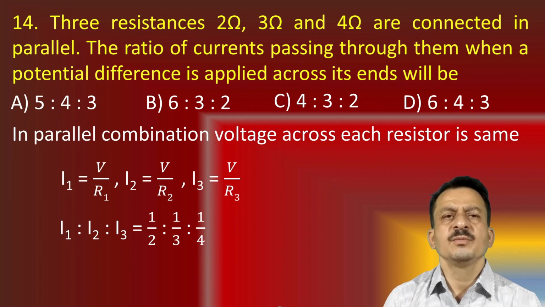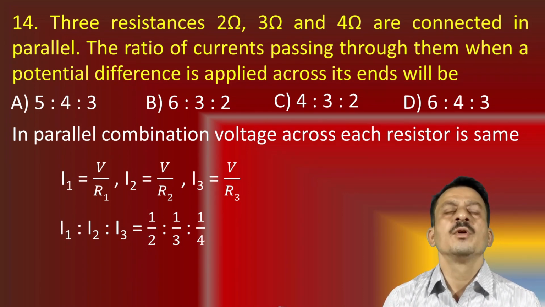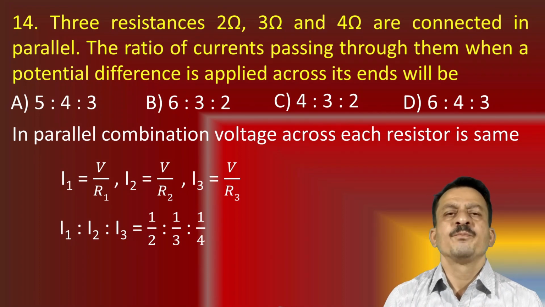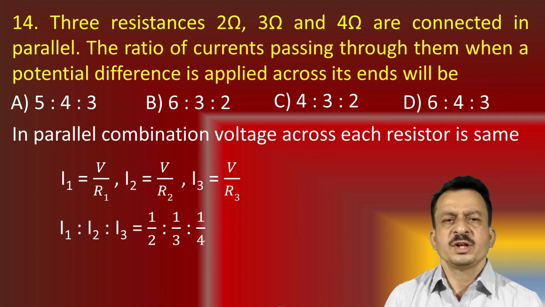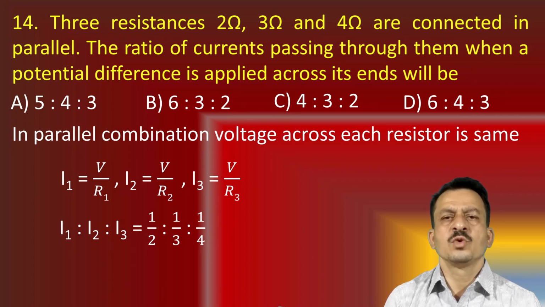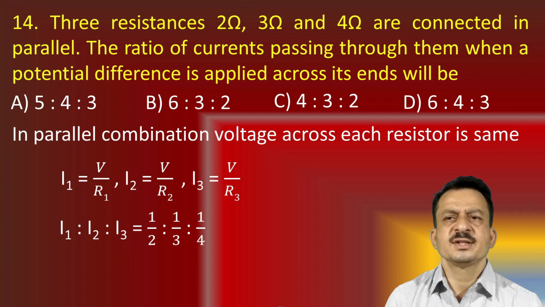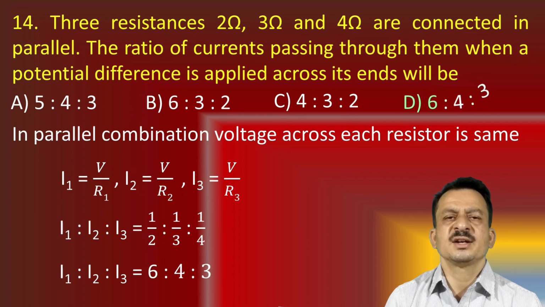But in the answers, there is no fraction. Therefore, we have to multiply the right hand side terms by their LCM. The LCM becomes 12. If you multiply by 12, 12 by 2 is 6, 12 by 3 is 4, and 12 by 4 is 3. Therefore 6 is to 4 is to 3 is the answer. Hence D is the right answer here.